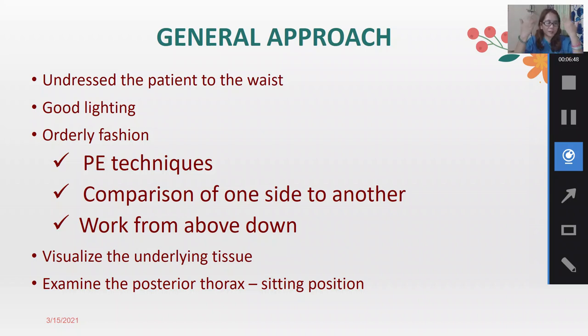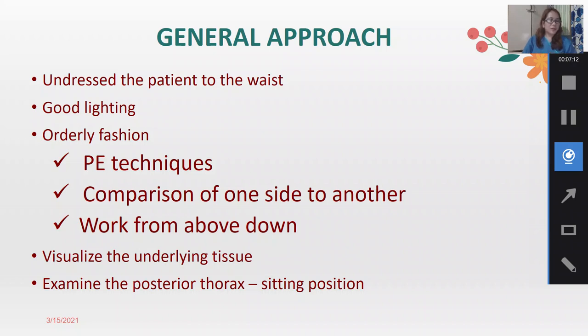Unahin mo sa taas, pataas tayo pababa. Okay? That's why it is called head-to-toe assessment. And visualize the underlying tissue. Kung anong kaya, how will you visualize it? Mag-touch. Examine the posterior thorax through sitting position, kung kaya ni patient na mag-sitting position.